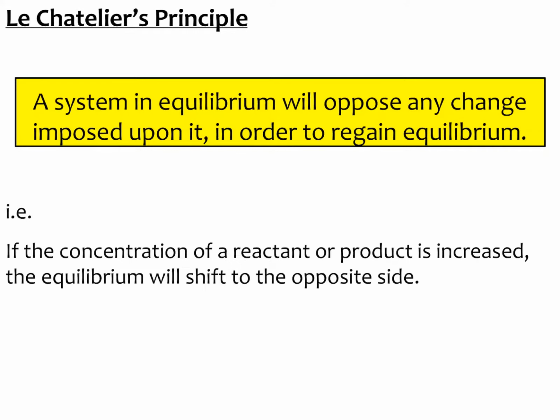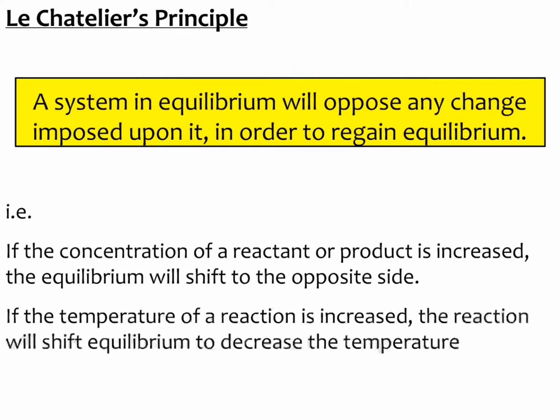But very simply, if the concentration of a reactant or product is increased, i.e. we add a load more into the closed system, the equilibrium will shift to the opposite side, either favouring the forwards or backwards reaction to get rid of that reactant or product. If we increase the temperature of a chemical reaction, the reaction will shift its equilibrium position in order to decrease the temperature again.